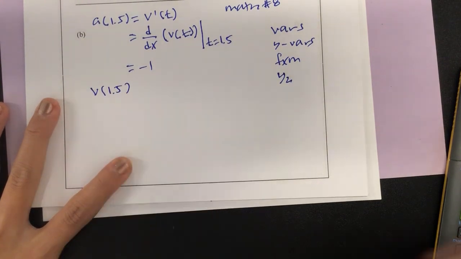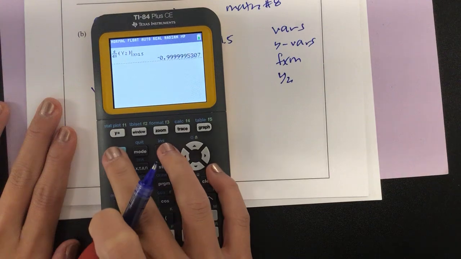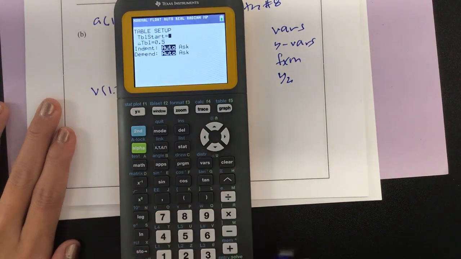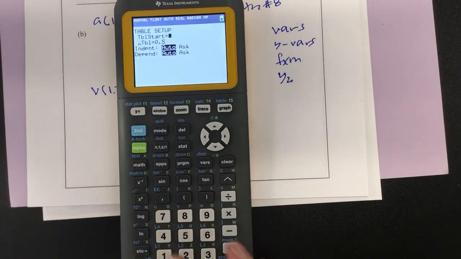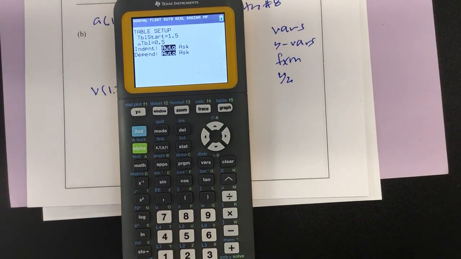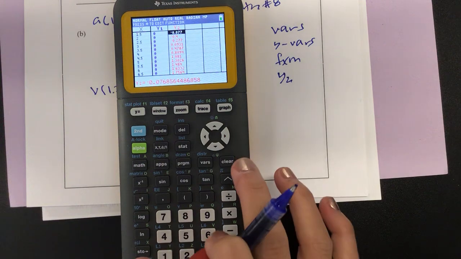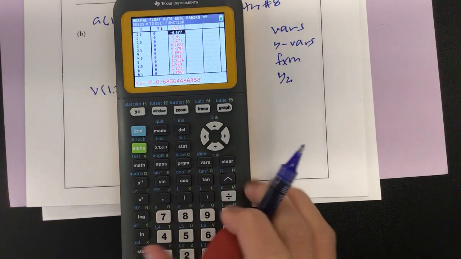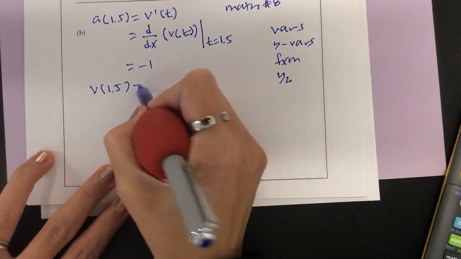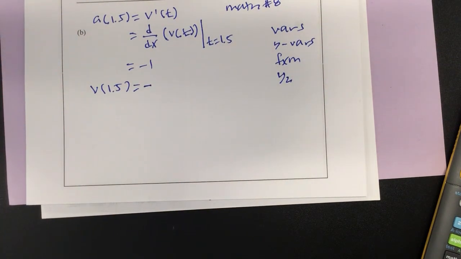There's also a trick on this one as well. For velocity, when I go to my table set, second window, you type in 1.5, and then go to your second graph. It's gonna give you the value of some number over here. Is that also negative? Yeah? So it's also negative. So is it increasing or decreasing?